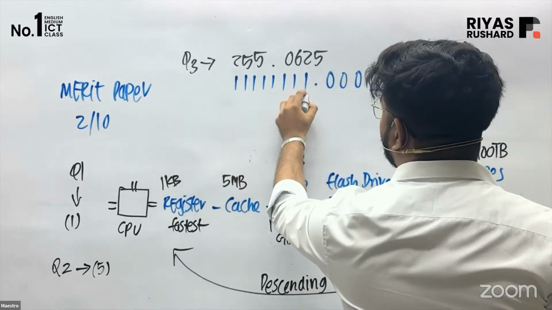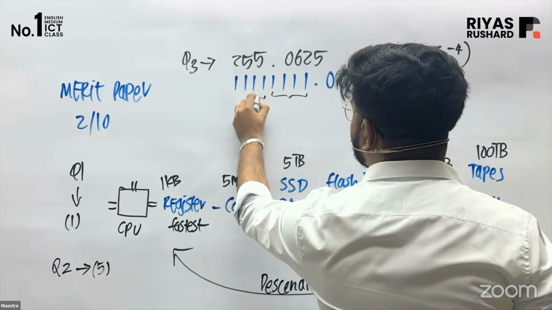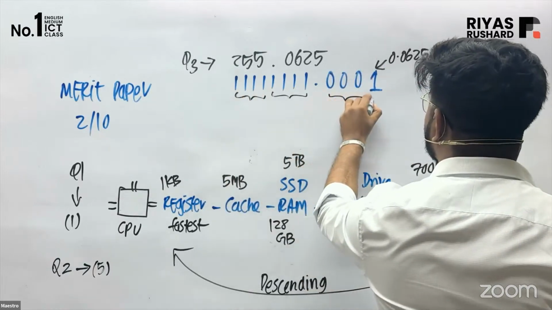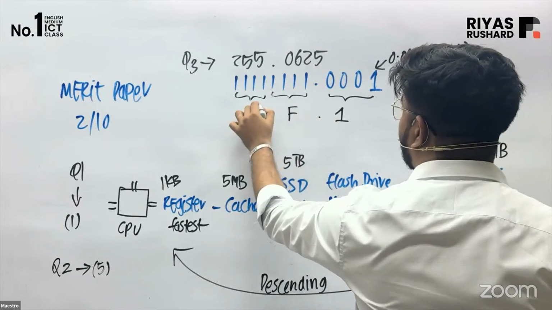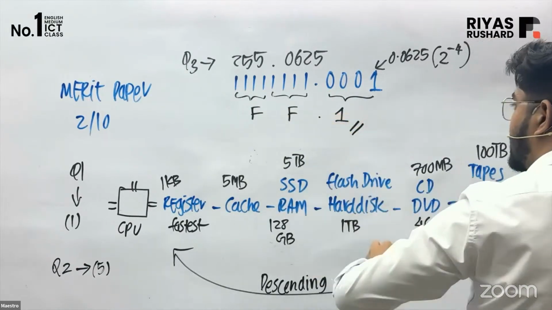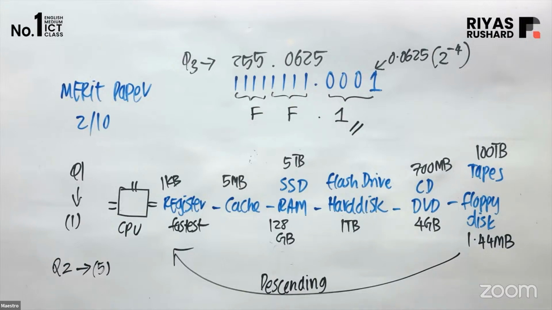Okay, you're converting into hexadecimal. 4 bits, 4 bits, 4 bits. 1.F. So FF.1 is the answer.